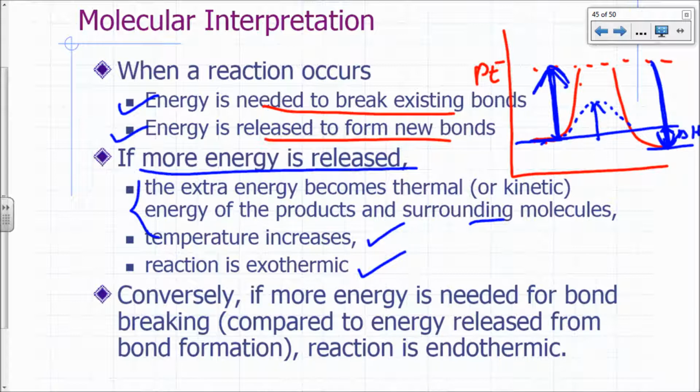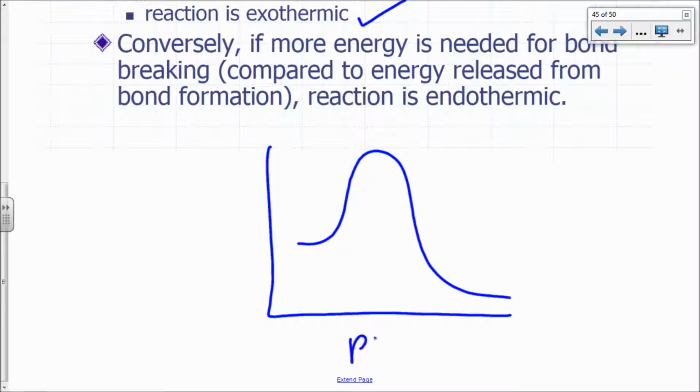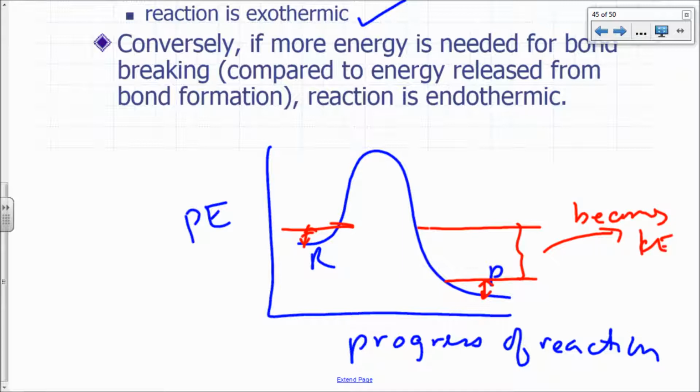So think of this diagram. Let me show you a better diagram. If this was to scale, right here is the progress of the reaction, and you have your potential energy here, reactants, products. This might be the kinetic energy right here of your reactants. Once you get to the product side, if this is the kinetic energy of the product, this extra energy right here is released to the surroundings, so it becomes kinetic energy. So the net effect is you have conversion of potential energy to kinetic energy if you have an exothermic reaction.